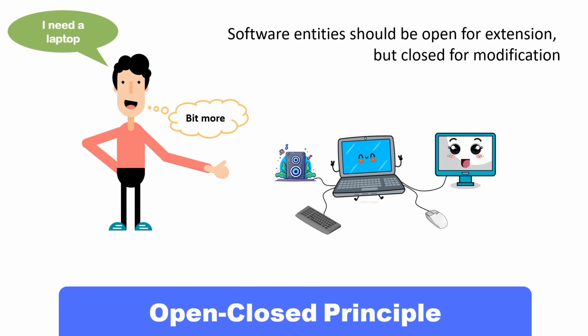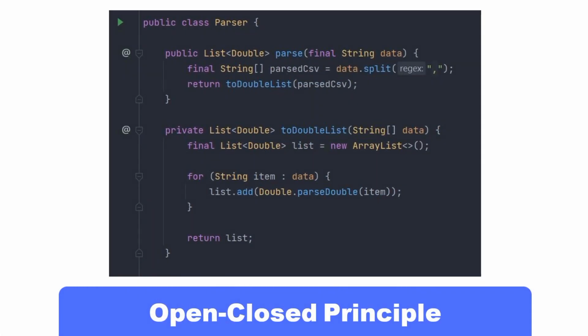Just like that, in our code, when we design classes, we want them to be closed for modification, so we don't mess up the existing code. But at the same time, we want them open for extension, so we can add new features or enhancements without changing the original class. Let's see how this works in code.